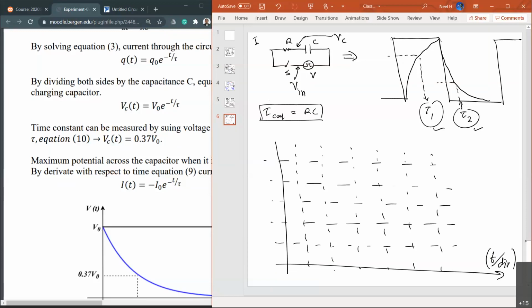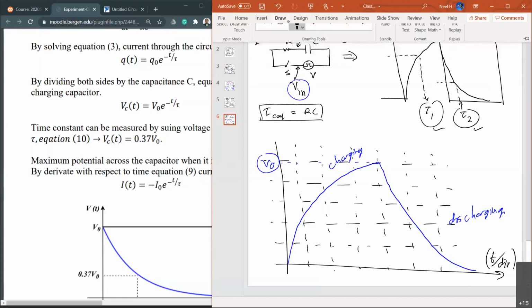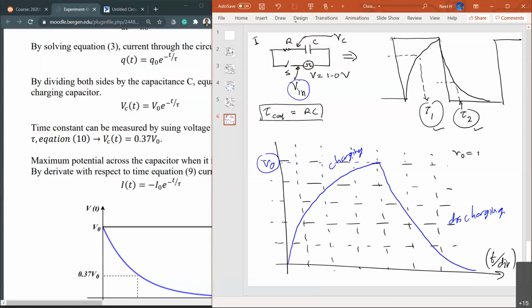And then when you're analyzing the charging and discharging curves, you have to be careful. Right now you have a charging curve that looks like that, goes to a maximum point, then starts discharging. This side is charging, this side is discharging. This should be reaching the maximum point. So this line right here is the maximum possible V0, depending on how much voltage you applied. Let's say I apply V equal to 1.0 volt, which means your V0 is actually 1.0 volt.